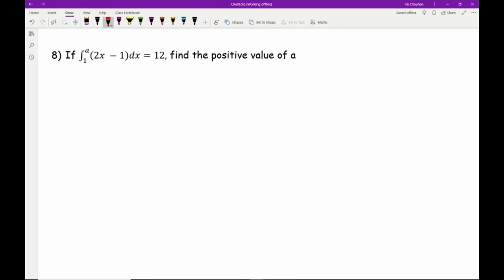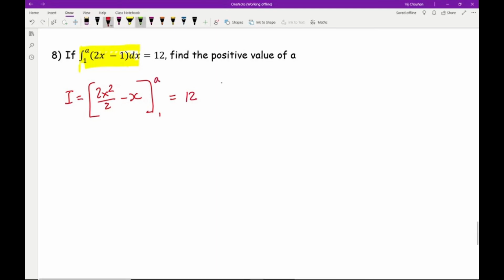So let's go on to actually work this out. This is basically telling me that when I integrate this with the limits of 1 and a, the answer is going to be 12. So let's integrate this first. So I've got I equals 2x squared over 2 minus x with the limits of a and 1, and that equals 12. Let's make that look like an a and not a 9 or a g.